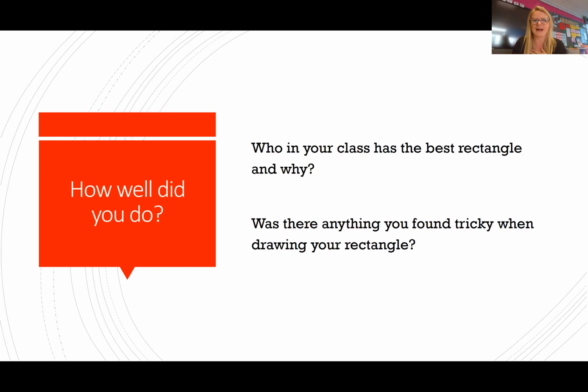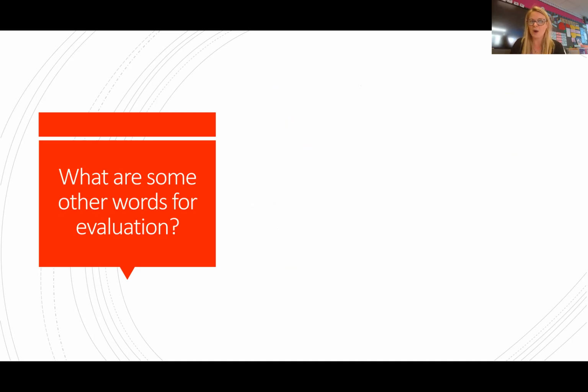Okay, we're going to move on now to looking at some other words for evaluation. So we're going to do my turn, your turn. Are you ready? First word is rate. Rate. So to rate something, so we might rate something as to how good it is. We might rate something out of 10. So say, I think that the new Marvel film is a 7 out of 10. I'm going to rate it as to how good it is.